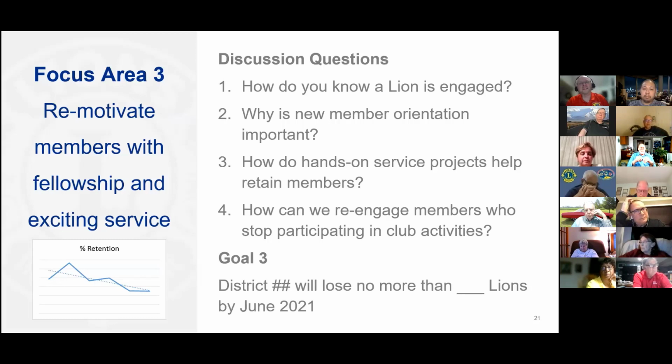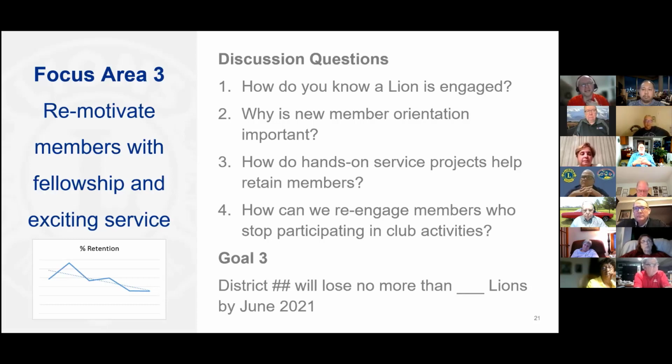How do you know a Lion is engaged? Why is new member orientation important? They're selling themselves on the concept of orientating new members. How do hands-on service projects help retain members? We're helping them to understand that we're more than writing checks. We've got to get out there and get our hands dirty. How can we re-engage members who have stopped participating in club activities? They're out there. They're talking at their tables. They're selling themselves on the concepts. And then we get back together.